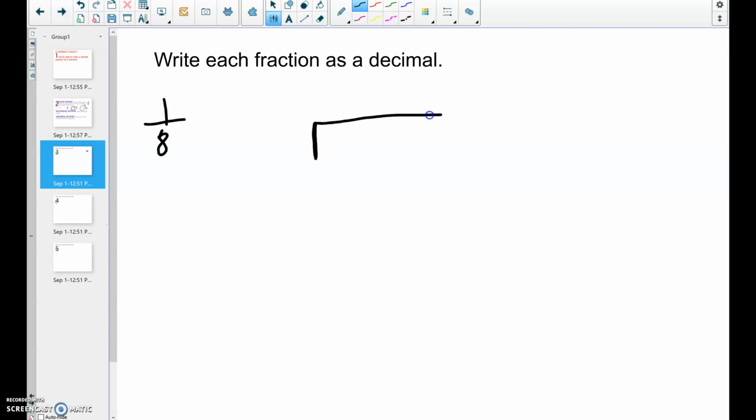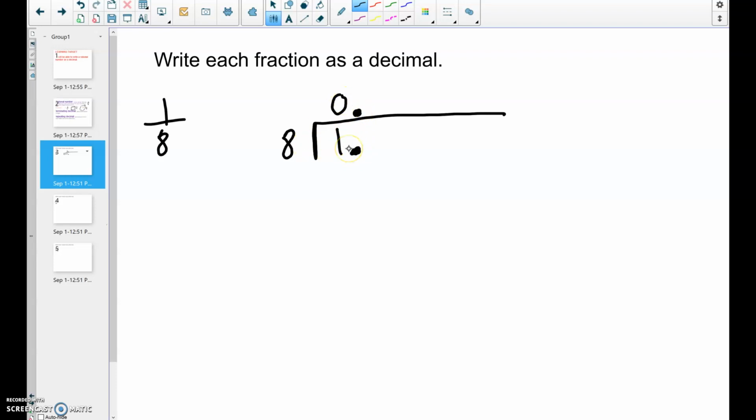So we get to do some of your favorite stuff and do some long division. Remember, the denominator goes on the outside, and the numerator goes on the inside. Now, we ask ourselves, does 8 go into 1? And 8 does not go into 1, so we can put a 0 at the top. Remember, decimals are always at the end, so we have 1 point. So I'm just going to put my decimal up here.